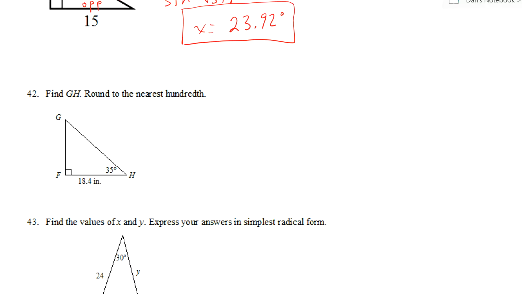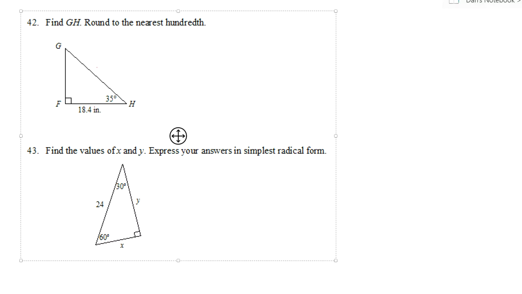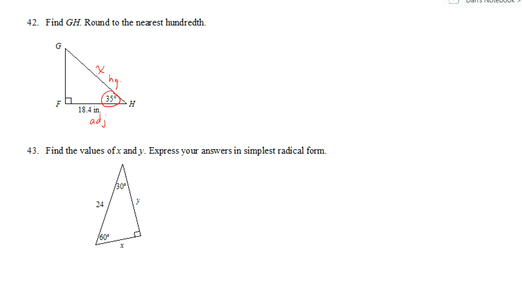Still doing trig or special right triangles. Number 42, find GH. Okay, so here's GH right there. So 35, this is the adjacent side. This is our hypotenuse. So we're going to use cosine 35 equals 18.4 over x, which is the same as GH here. Multiply both sides by x.